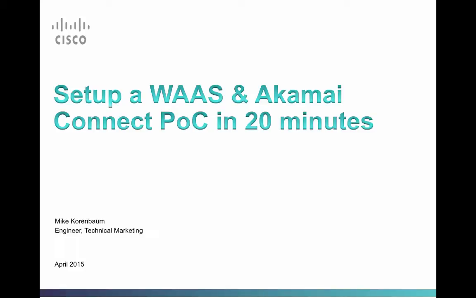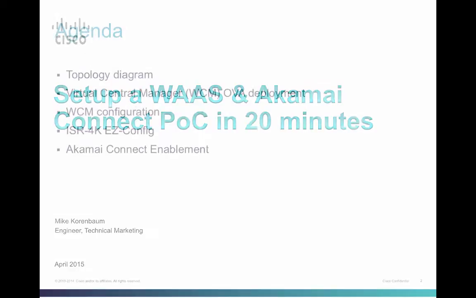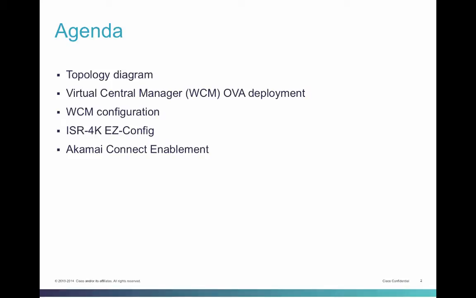I'm going to show you how you can set up a WAAS and Akamai Connect proof of concept in 20 minutes. I'll show you a topology diagram of the simple lab POC with a virtual central manager and an ISR 4331 that will run ISR-WAAS plus Akamai Connect. We'll show you the central manager OVA deployment in ESXi, walk through the WCM configuration, show you the easy config script on the ISR 4331, and then show you the Akamai Connect enablement.